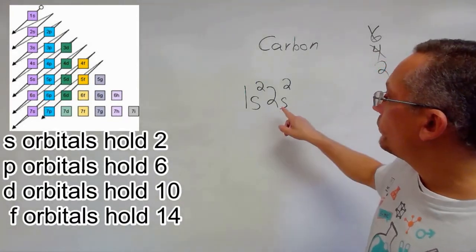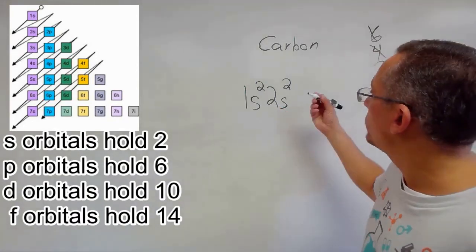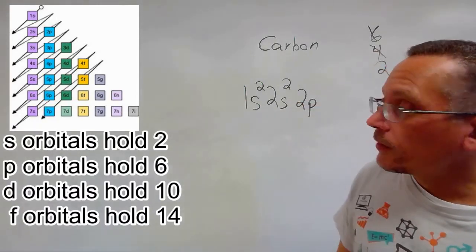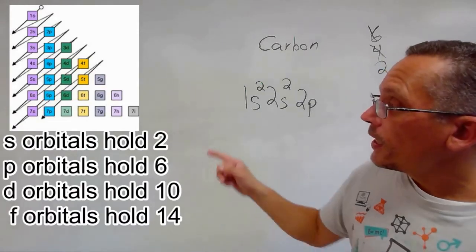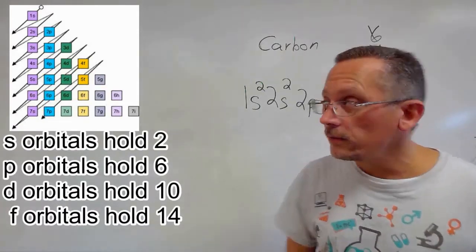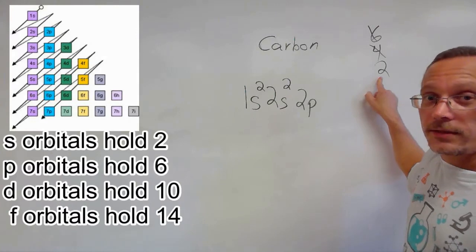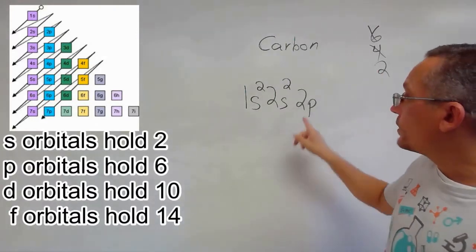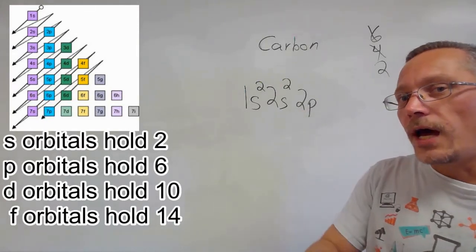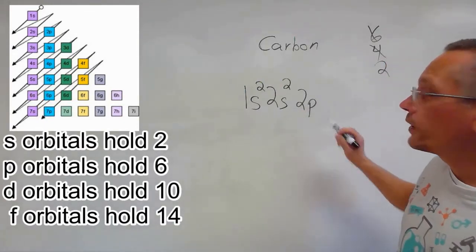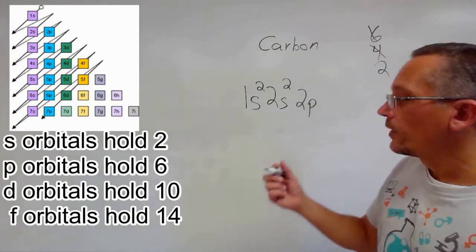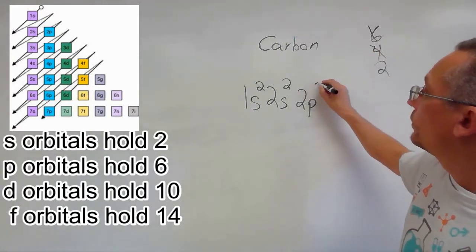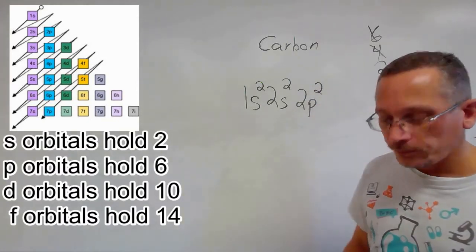Okay. Which orbital fills after 2s? It's 2p. Okay. How many electrons can I put in a p orbital? I can put 6, but I don't have 6 left. I only have 2 left, right? So what I'm going to do is this last orbital will not be full. I'm going to put there what I have left. Even though a p can hold 6, I only have 2. So I'm going to put a 2 there.